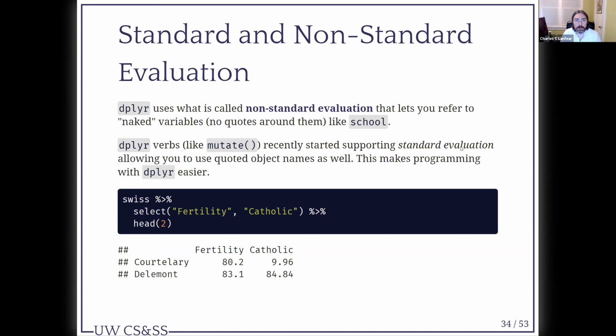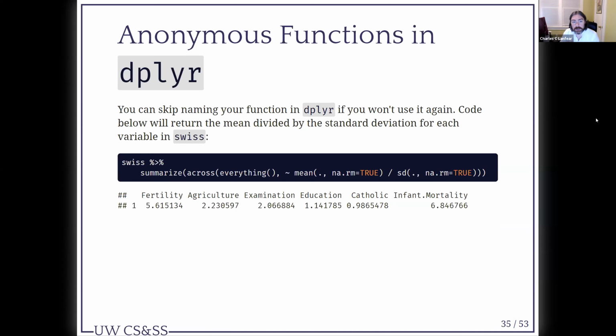Okay. So another thing I want to talk about are anonymous functions. You can skip naming functions in dplyr if you're not going to use the function again. The code below here, for instance, is something called an anonymous function. Here, I'm going to take the entire Swiss data set and summarize it across every column in the data set. This is how you used to do mutate_all or summarize_all. Now you just say summarize across everything.